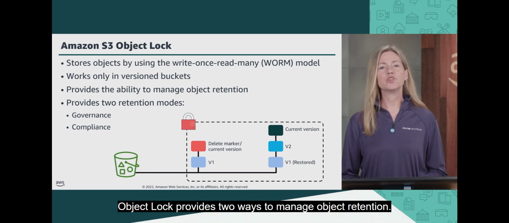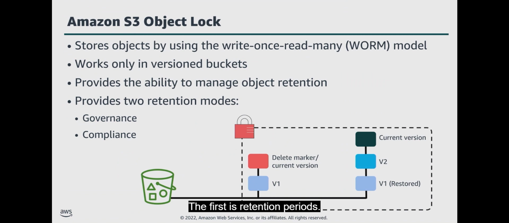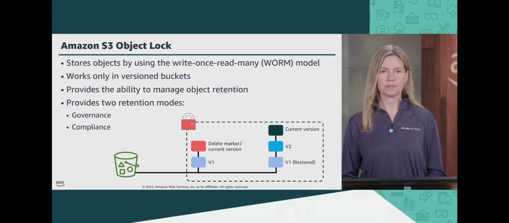Object lock provides 2 ways to manage object retention. The first is retention periods. A retention period specifies a fixed period during which an object remains locked. During this period, your object is WORM protected and can't be overwritten or deleted. The second way is legal holds. A legal hold provides the same protection as a retention period, but has no expiration date. Instead, a legal hold remains in place until you explicitly remove it.